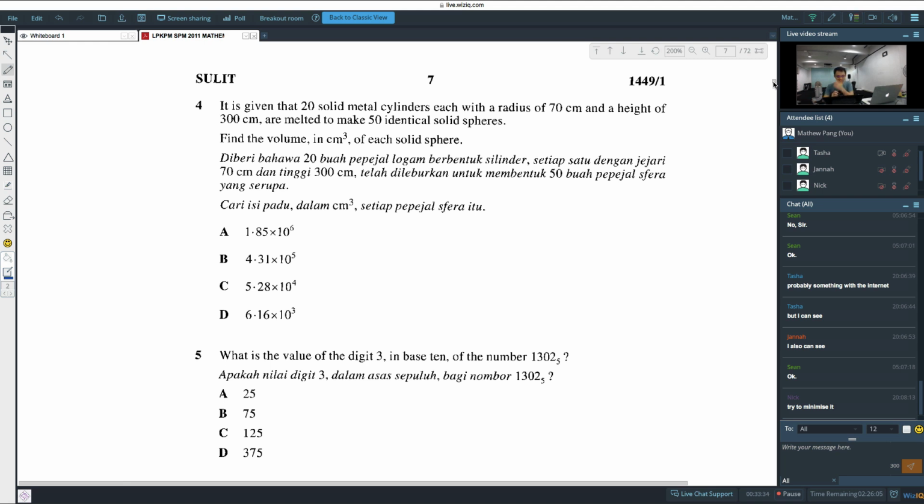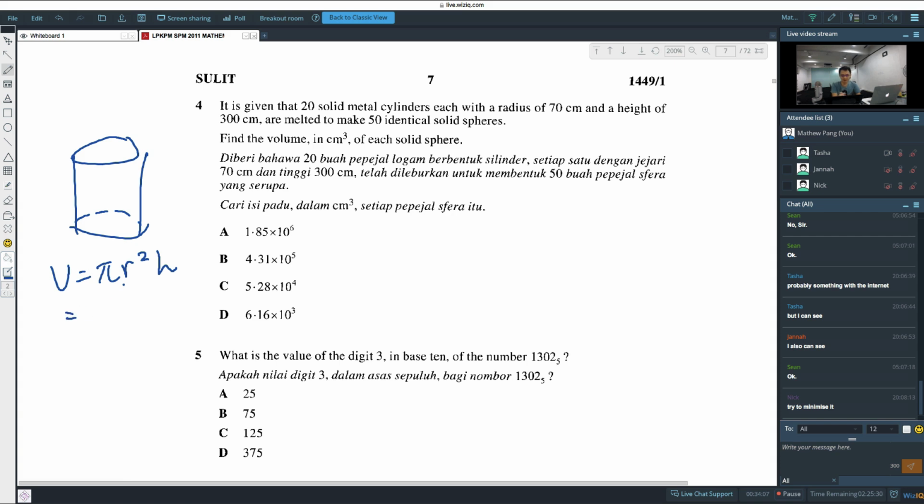Okay, let's continue. Number 4. It's given that 20 solid metal cylinders, each with a radius of 70 centimeters and a height of 300, are melted to make 50 identical spheres. Find the volume of each sphere. So basically, you have to find the total volume of the cylinders. For a cylinder, we understand the volume formula is pi r square h.